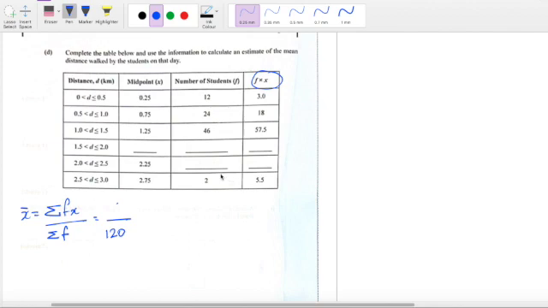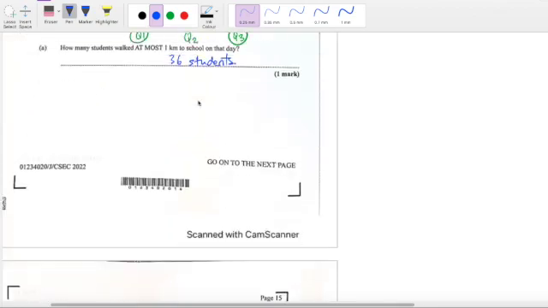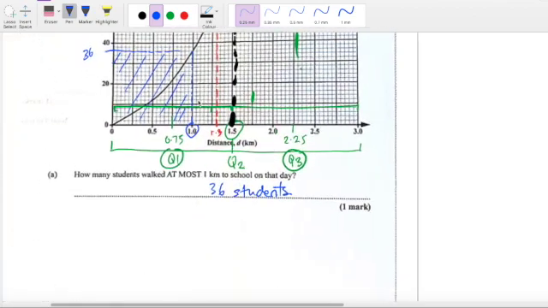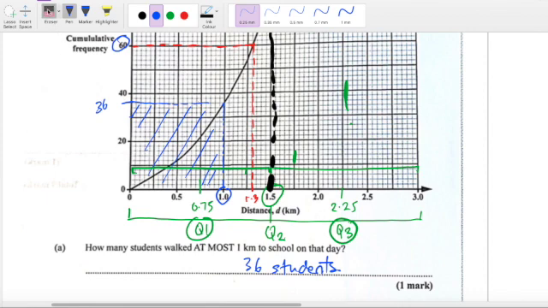So let's see. If we look at this class, they use 0.25 and they got 12 students. So let's actually see that, right? So 0.25 gave them about 12. So 0.1, 0.2, this is 0.25, and that's about here.